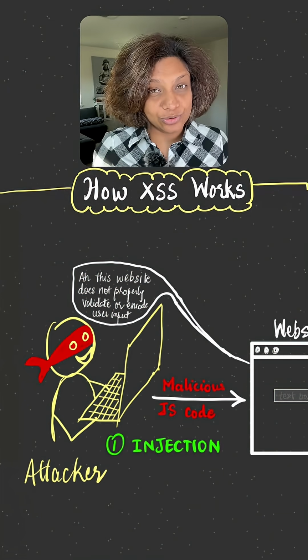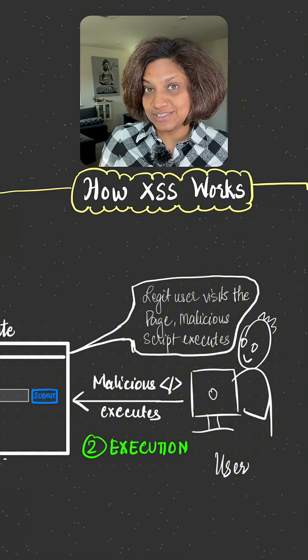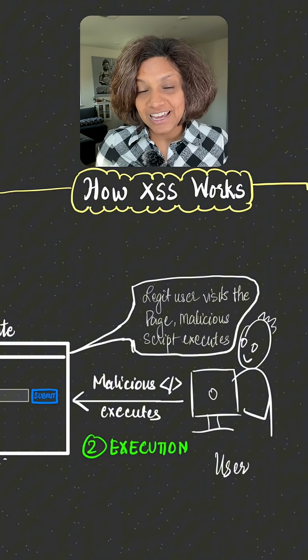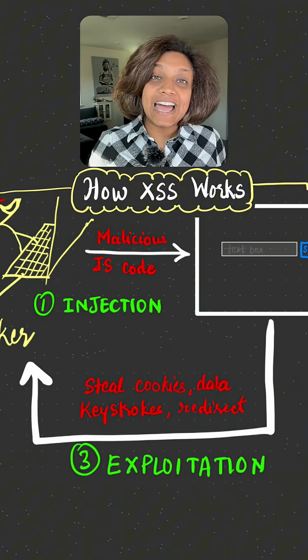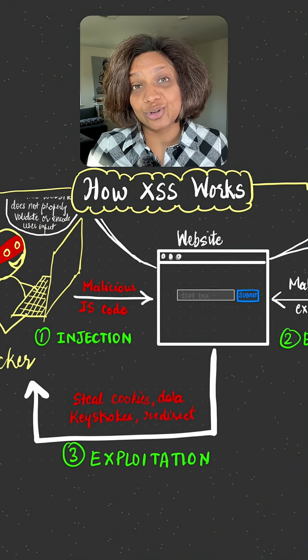All cross-site scripting attacks follow a simple process. An attacker injects malicious code, your browser executes it, thinking that it's legitimate, and then they exploit this access to steal data or hijack your session.